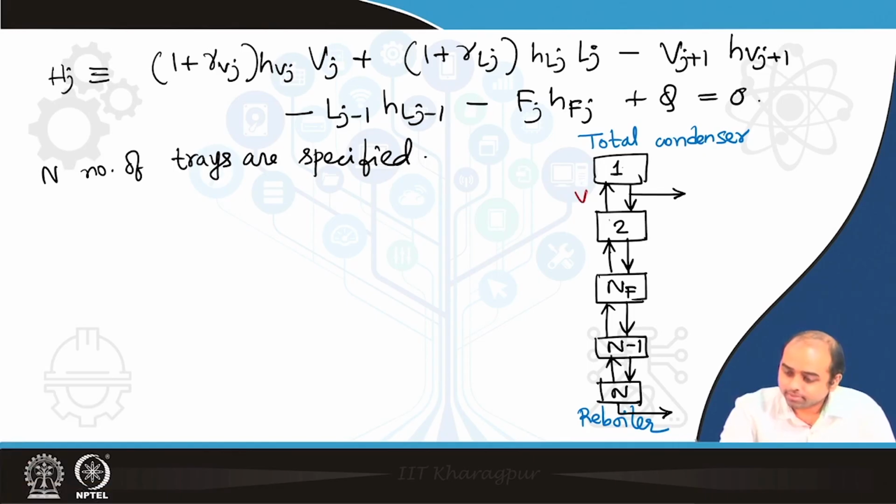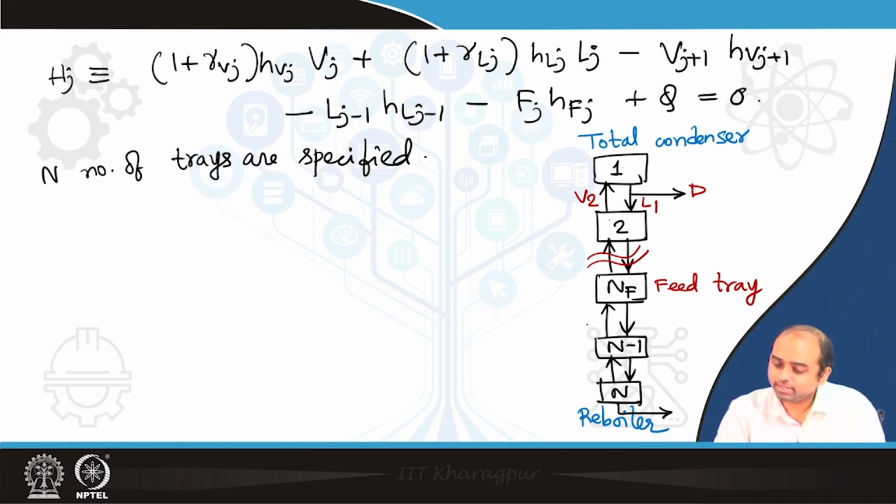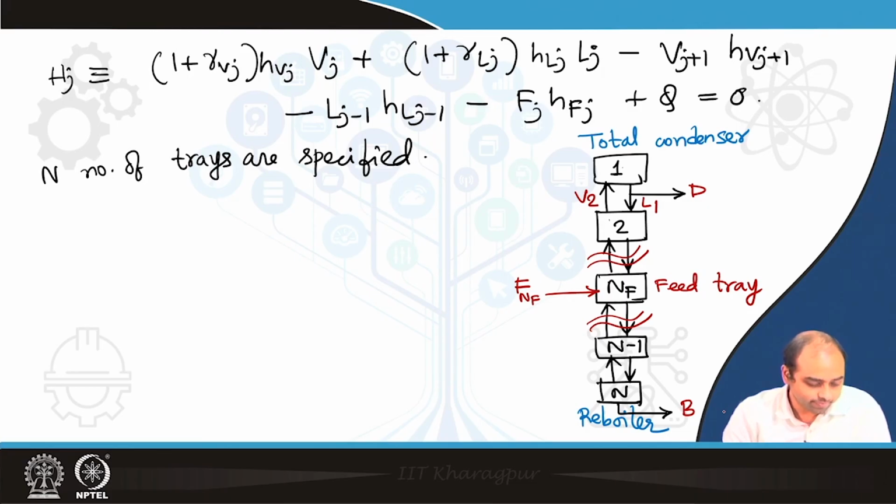This one is V2. This one is L1. Please note the subscript. This is a side cut D. This is a feed tray. There will be some intermediate stages, from 2 onwards. It is not like 1, 2 and then NF. Similarly here also there are some intermediate stages which are not shown. The feed to the feed tray is F, FNF you can also write, and the reboiler is B. B is the side cut or the flow rate from the reboiler.